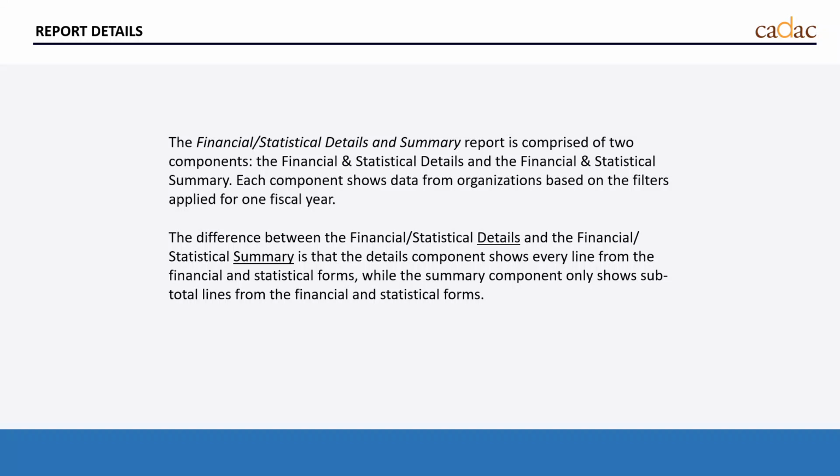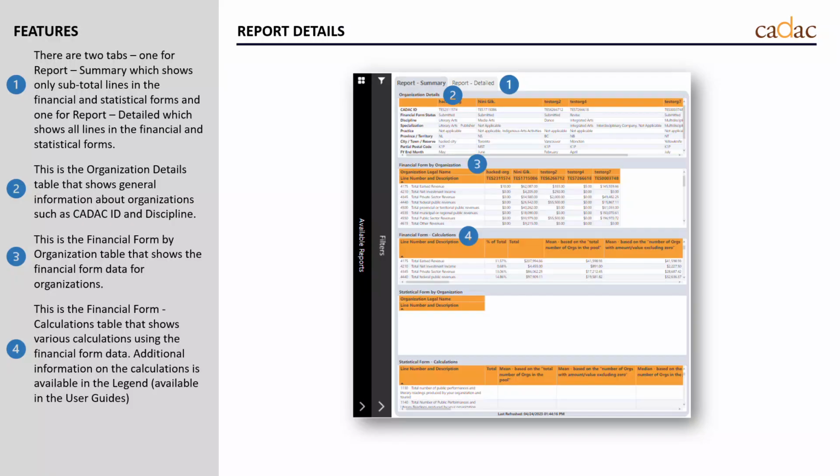The difference between the details and the summary is that the details component shows every line from the financial and statistical forms, while the summary only shows subtotal lines from the forms. Here we have provided you with a screenshot of an example report. In this screenshot, we want to draw your attention to a few elements.